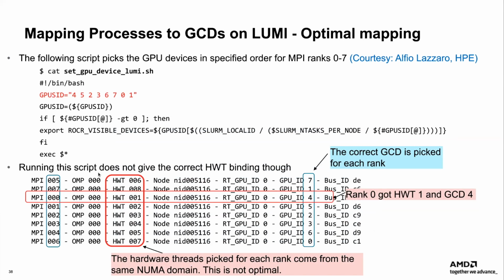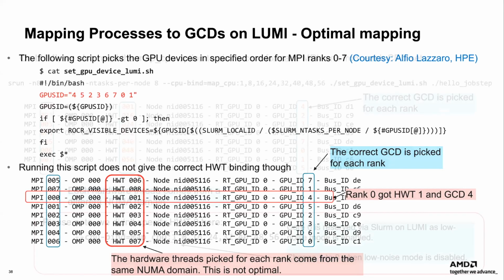But when you run the same program, what happens is that MPI rank 0 got hardware thread 1, fine, and GPU device 4, that is good. All of the GPU devices picked are correct for each rank, because we want one rank to run on different GCDs, and we want them to run on the GCDs in the order that we gave them. But then what we see here is that the hardware threads are again all grouped in one NUMA domain, and this is not what we want. We want each hardware thread to come from different NUMA domains for each process.